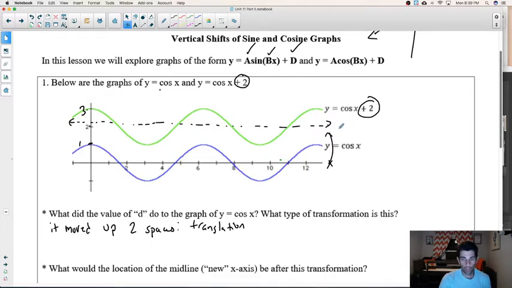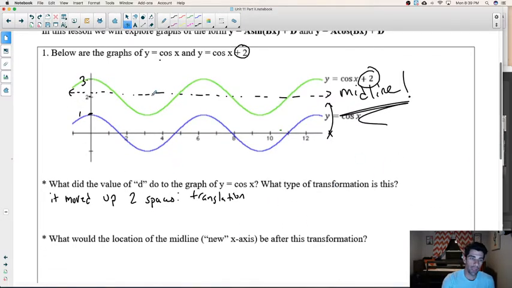Now in trig, we have a name for that, and that's called the midline. And so when you shifted that up, that shifted the midline up. Now, what would this midline be called in math terms? What was its equation? Well, it's a horizontal line that crosses the y-axis at 2. It would be y equals 2. So that would be the equation of the new midline.